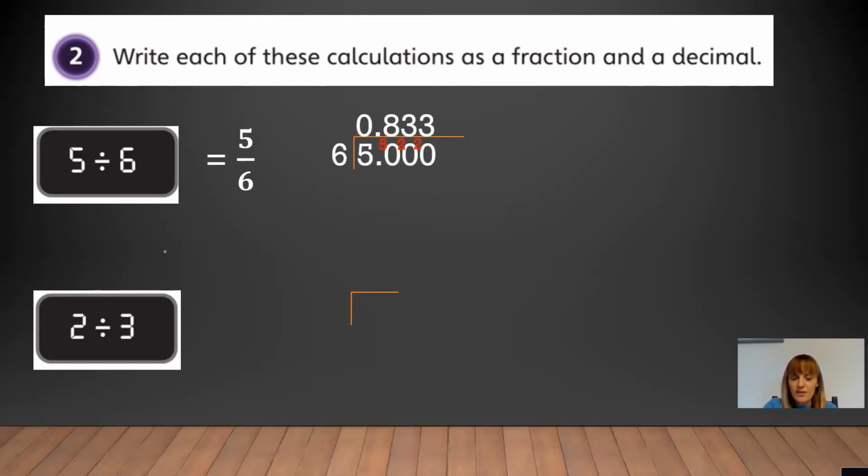So I would get an answer of 0.833. Now you can see here the same has happened as on the previous slide. This is 3 recurring. So I could have got there and just done a dot because I know that I'm going to keep having 2 left over and a 0, 2 left over and a 0.